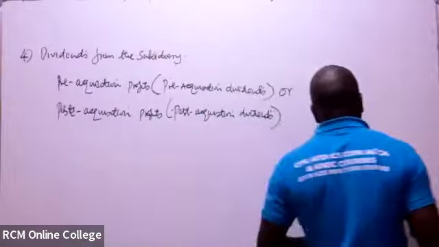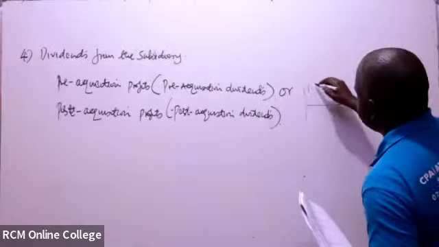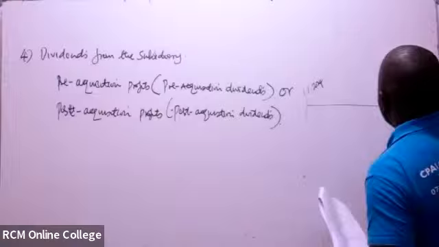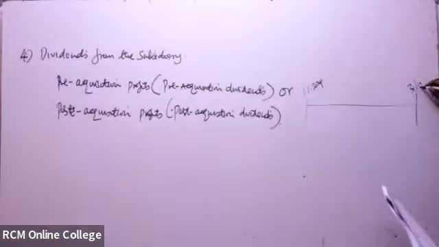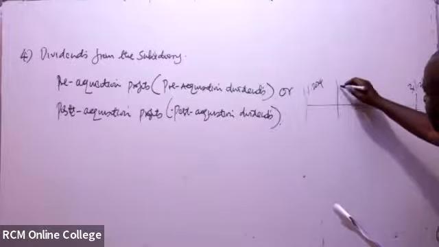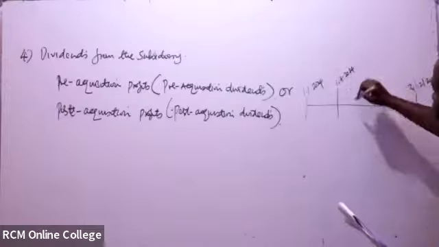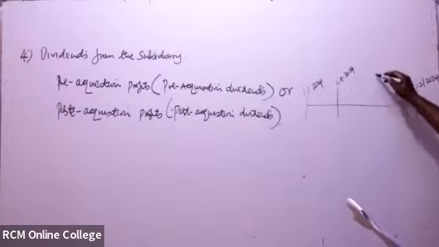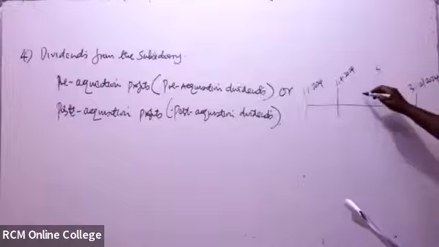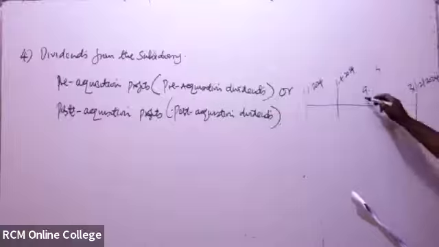So there can be a scenario whereby, for example, we have the whole year, from 1st of January 2024 to 31st of December 2024. The subsidiary can be acquired here, maybe on 1st of April 2024. So it means this particular subsidiary has only existed for how many months? 9. So 9 out of 12.